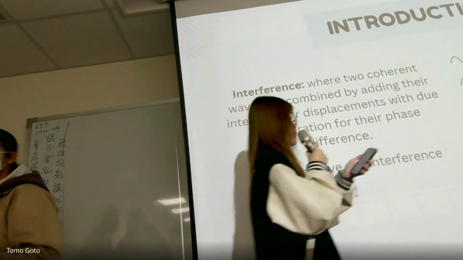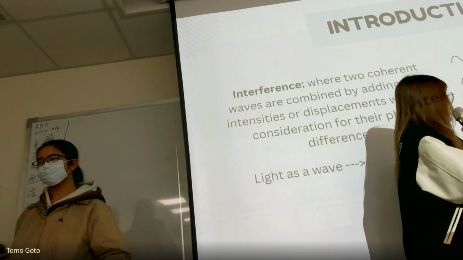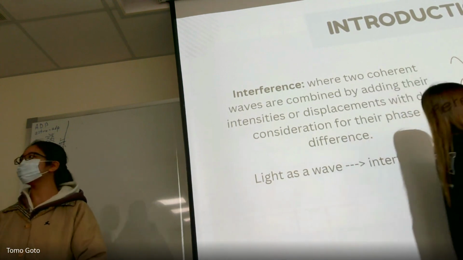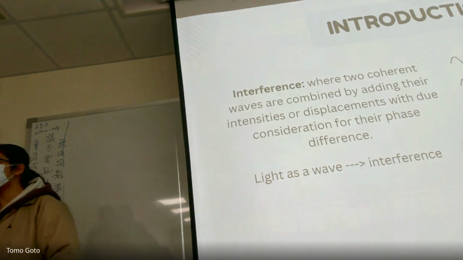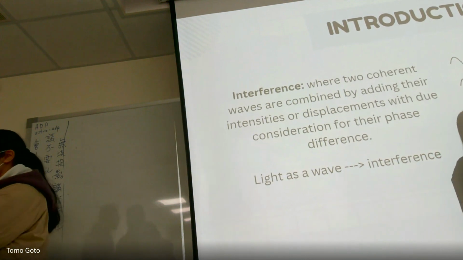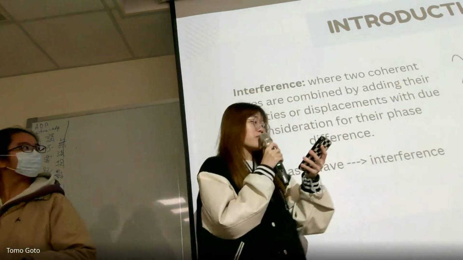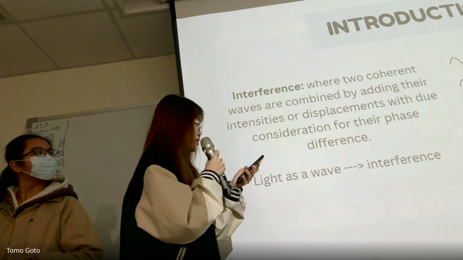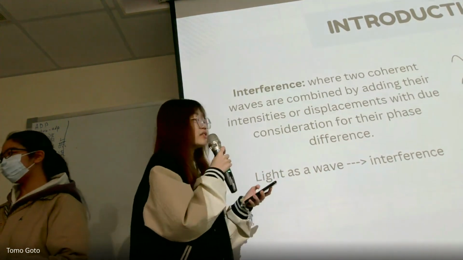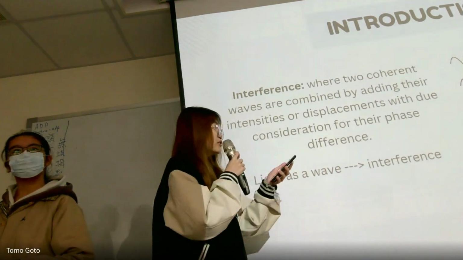But what happens if we add these two waves together? You can see it's up here and it's down here. They cancel each other out. This is called destructive interference when we add two waves.